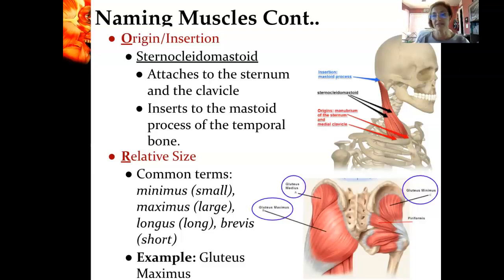R is for relative size. So this is only used when you have a group of muscles. So this is comparing the muscles so they're relative to each other. So the longest in the group is the longest, the shortest is the brevis, the largest is the maximus, the smallest is the minimus, and you have a medius in between, okay? So these are common words that you would use for relative size. Also major and minor, pectoralis major, pectoralis minor.